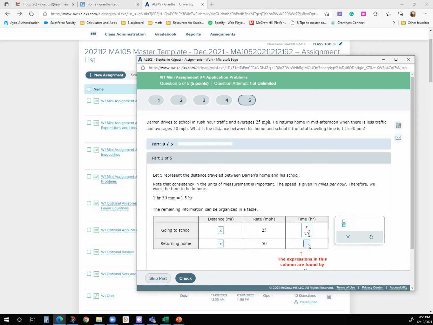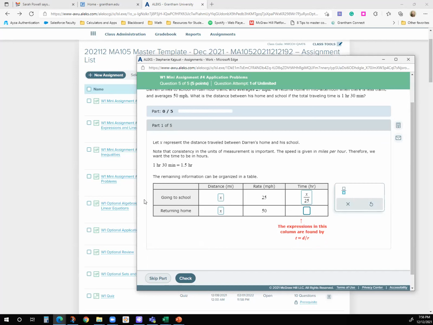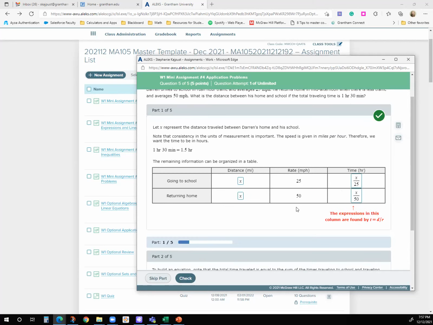We know returning home, we don't know how long that is, but we know the total time is 1 hour, 30 minutes. We're not going to use that just yet. For here, you're going to do x divided by 50. We will use the total time when we create our equation. Right now, we're just going to make this table, which is designed to help organize yourself.